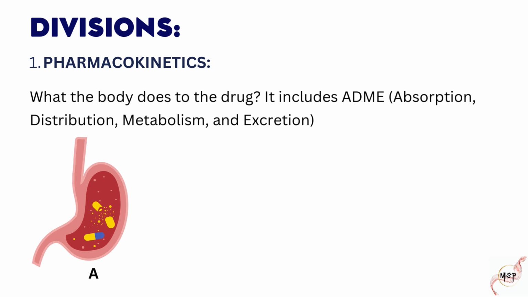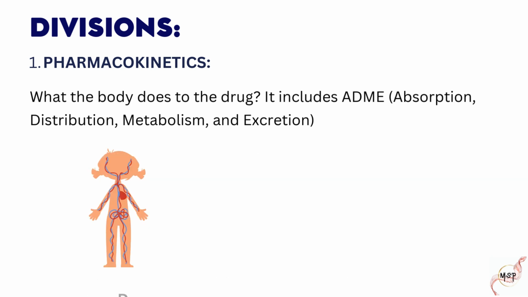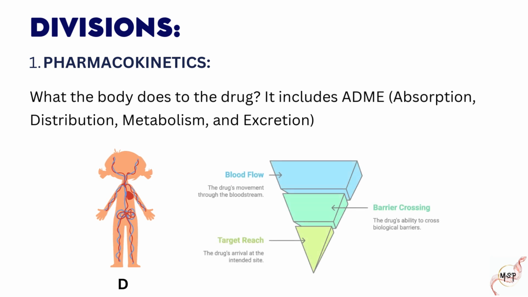Several factors affect absorption, including the drug's formulation, the route of administration, solubility, and the presence of food in the gastrointestinal tract. Next, we have distribution. Once a drug is absorbed, it circulates through the bloodstream and is distributed to various tissues. Several factors affect this process, such as blood flow and the drug's ability to cross barriers like the blood brain barrier. Understanding this aspect is essential for determining how effectively a drug reaches its target site.